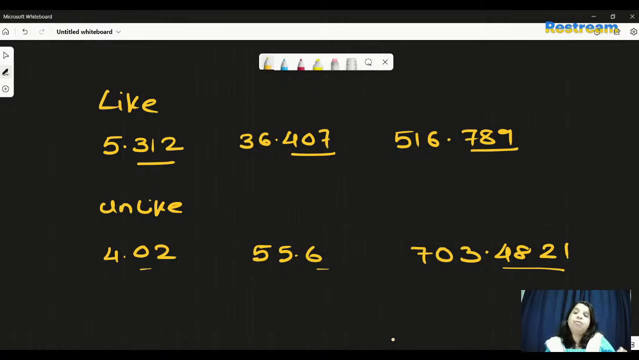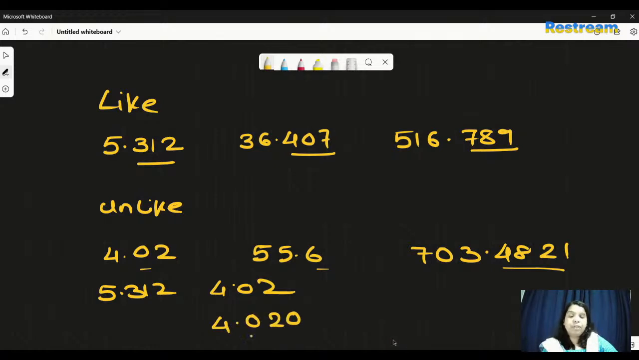In the case of fractions, we did LCM and made them the same. In the case of decimals, it's easier than that. We don't have to take LCM or anything. We can put any number of zeros that we want after the number. So let's say I have 5.312 and I have to take 4.02 and make it a like decimal. I will convert 4.02 into 4.020. So I have 3 digits after the decimal place, and I have 3 digits after the decimal place. So they became like decimals.